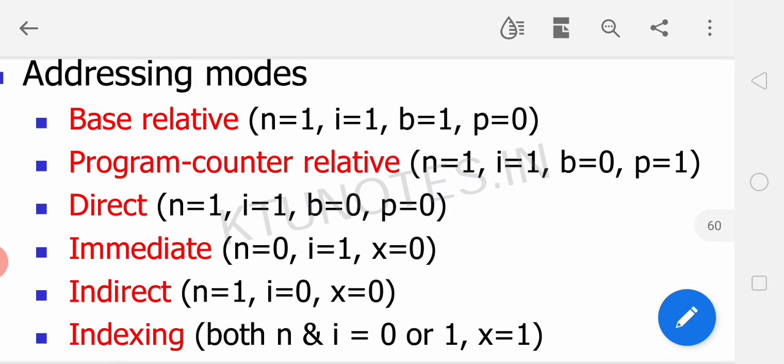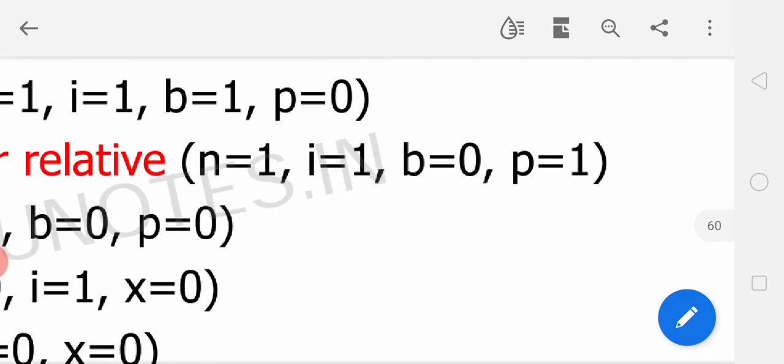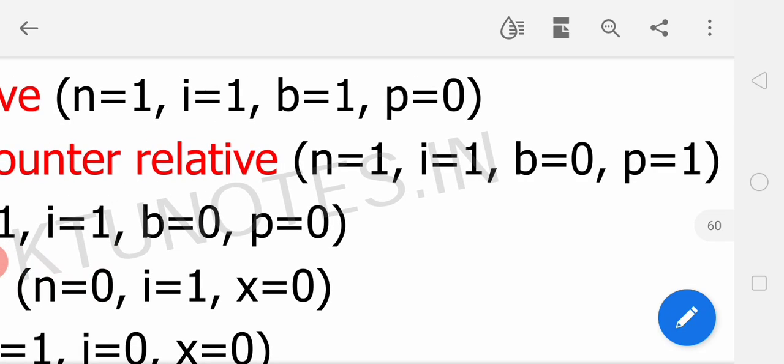Then what is program counter relative addressing mode? In that case, p, the program counter, is equal to 1. The others are set to 0, excluding n and i.